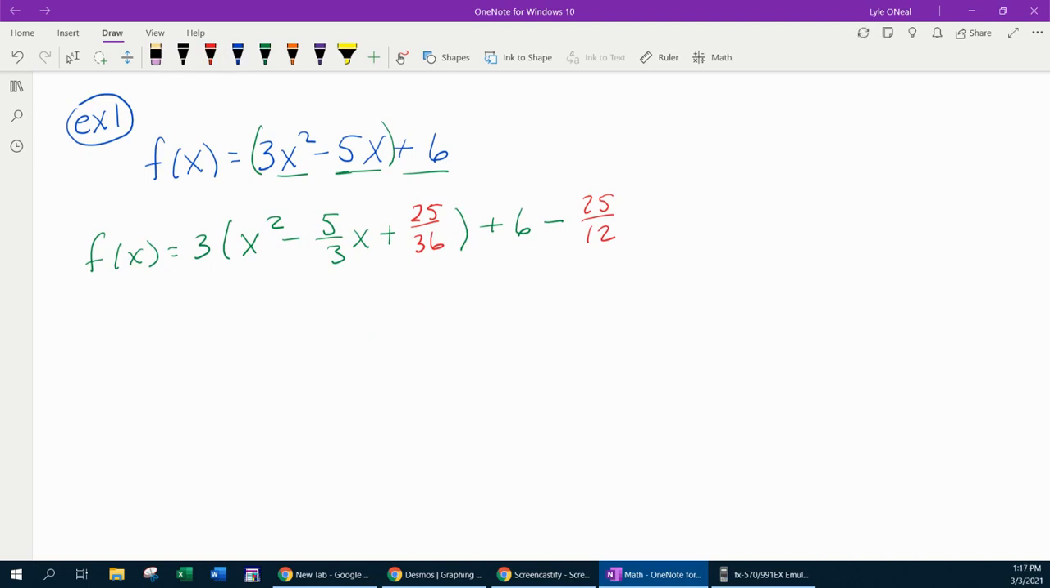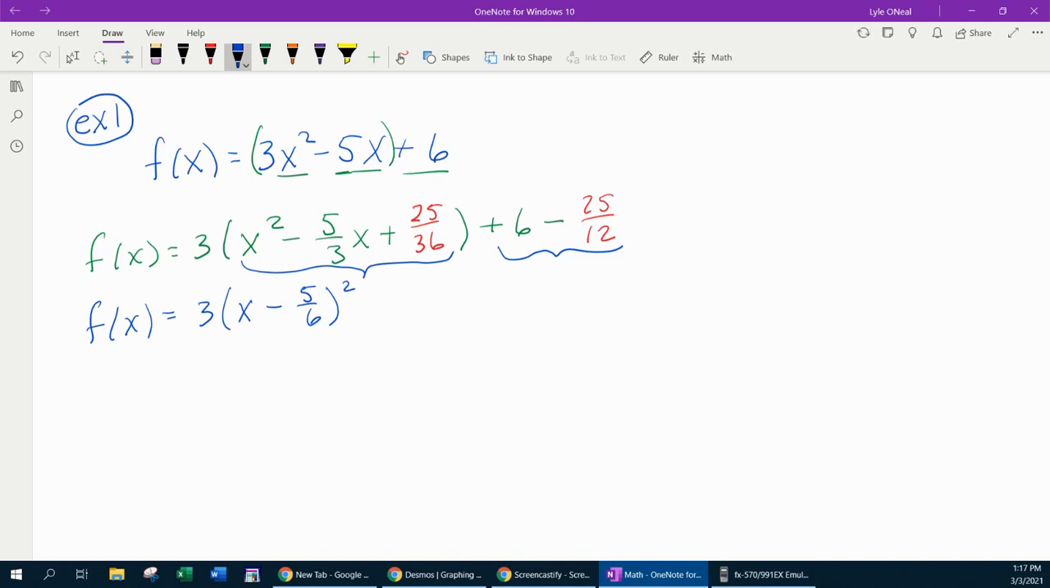Now we need to simplify. So our function currently is 3 times this trinomial, since we completed the square, will factor as a perfect square. So we're going to have x minus, and then it's going to be the square root of this number, which is 5/6. So that is how that trinomial is going to factor. And then I need to combine like terms at the back.